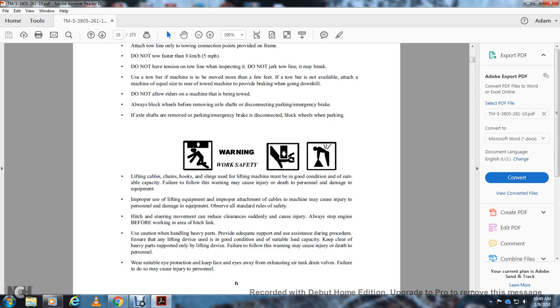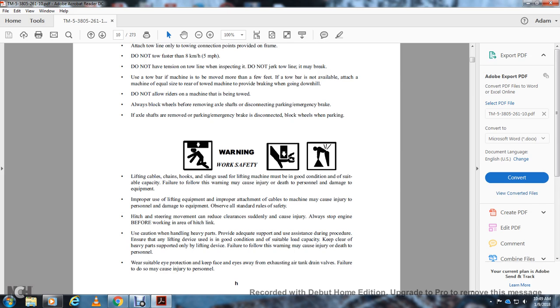Lifting equipment, such as chains, hooks, and slings used to lift the machine, must be in good condition and of suitable capacity. Failure to follow this warning could cause injury or death to personnel and damage to equipment. Improper use of lifting equipment or improper attachment of the cable to the machine may cause injury and damage to equipment. Observe all standard rules and safety precautions. The steering movement can reduce side clearance and cause injury. Always stop the engine before working in the area of the hitch link.